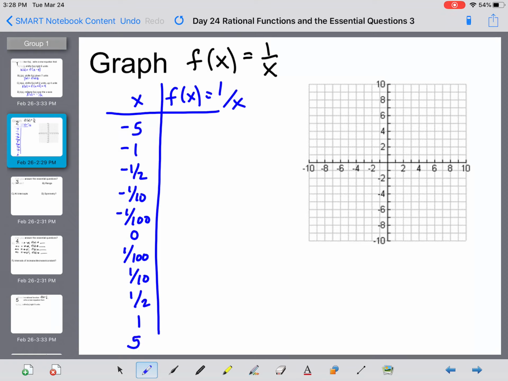So here we go. Plugging in negative 5, that would give me 1 over negative 5, so that's a negative 1/5. Plugging in negative 1 would give me 1 over negative 1, so negative 1. Plugging in a negative half looks a little bit funky, so this is 1 over negative 1/2.